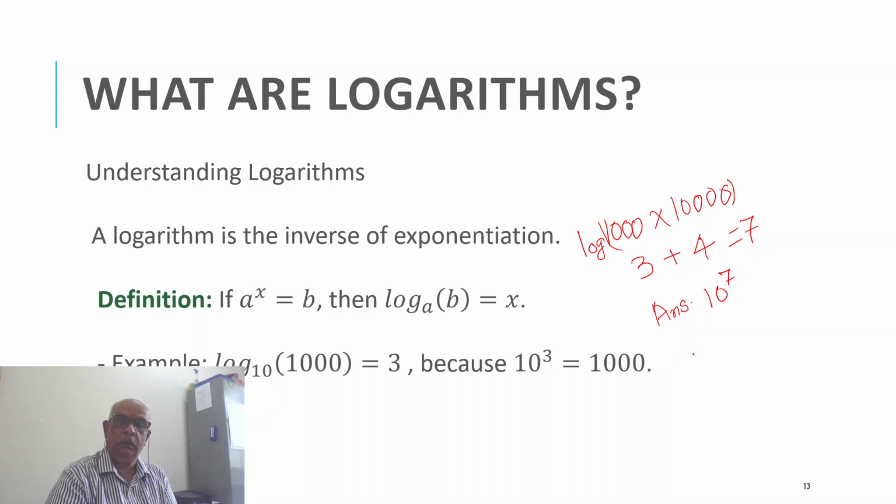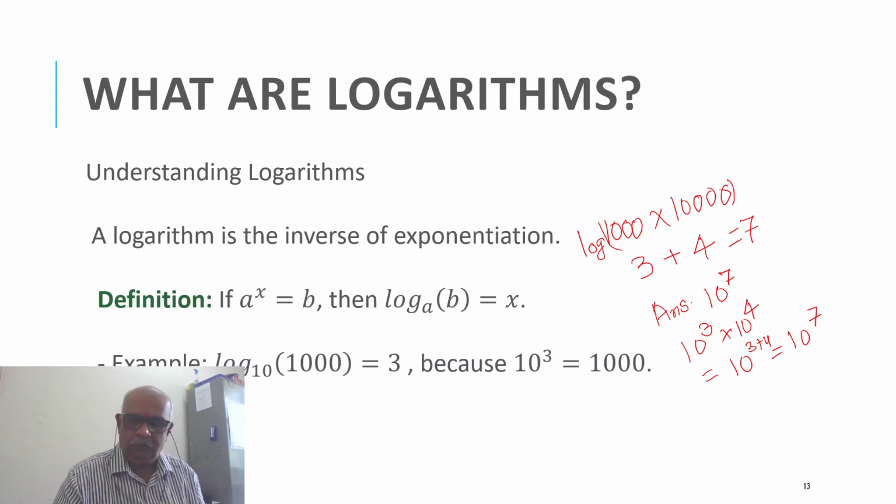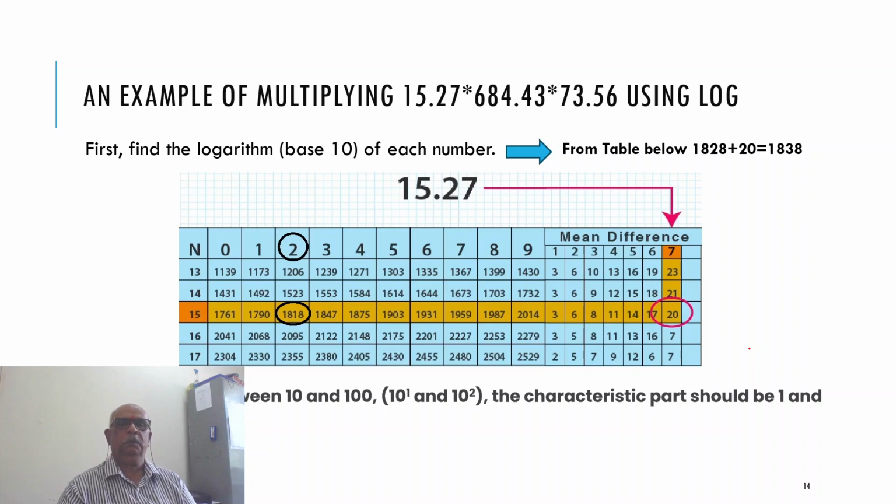Well, it's simple math. You can see this is 10 to the power 3 and that's 10 to the power 4. So if I do this, it's 3 plus 4, and the answer is 10 to the power 7. The only thing we have shown here is that if I take the log, it's going to be very simple. Now let's go into a bit more complex kind of problem.